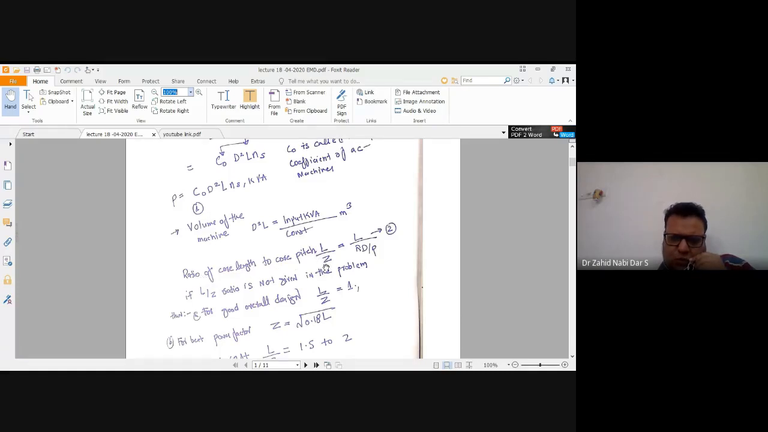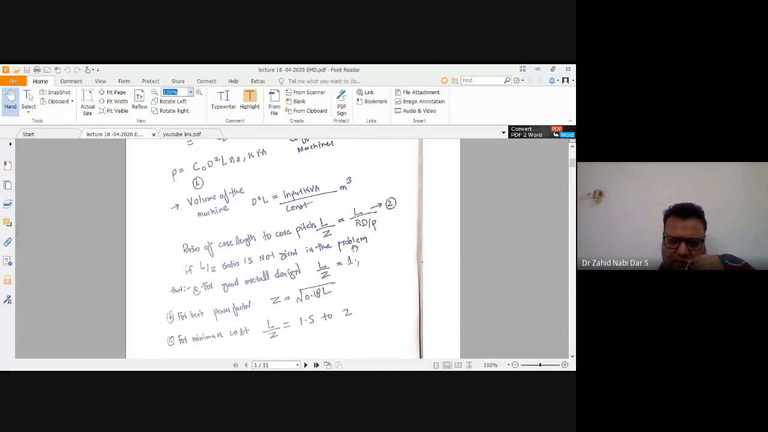Your core pitch would be z, and length would remain as length. The z is given by the circumference of your pole pitch divided by the number of poles. Here d is your 2r, so the circumference is 2 pi r. Instead of writing 2 pi r, we are writing it as pi d divided by p. Yesterday's class also I have shared certain things.